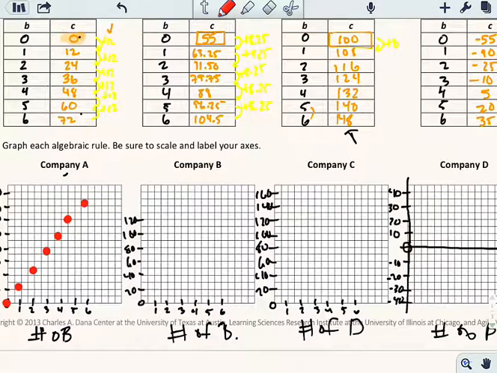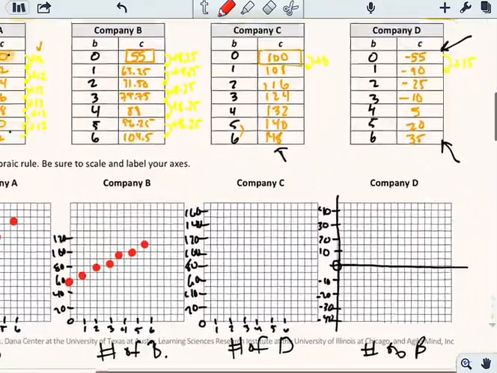So we got 0, 55 again. We're going to be guessing. It's going to be just below the 60. 1 is 63.5. Now, we expected this one to grow a little slower. 2 is 71. 3 is almost up to 80, pretty close to 80. 4, 88. 5 is not quite 100. And 6 is just over 100. Okay.